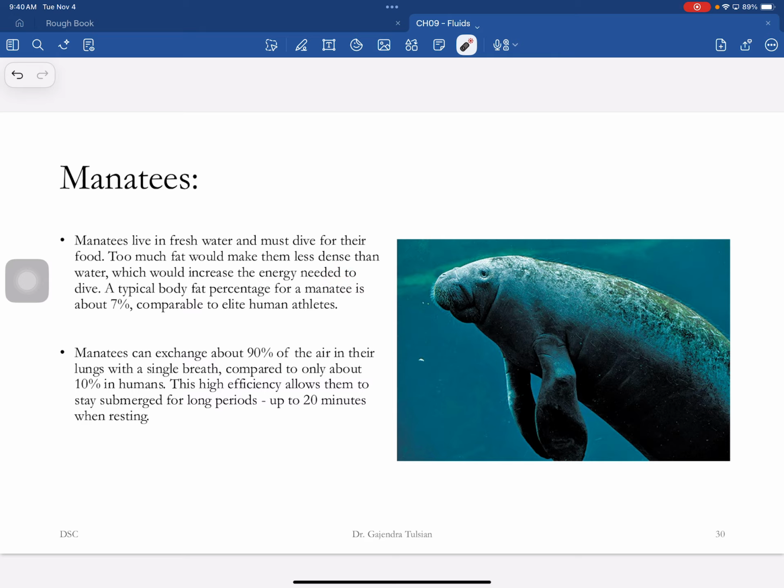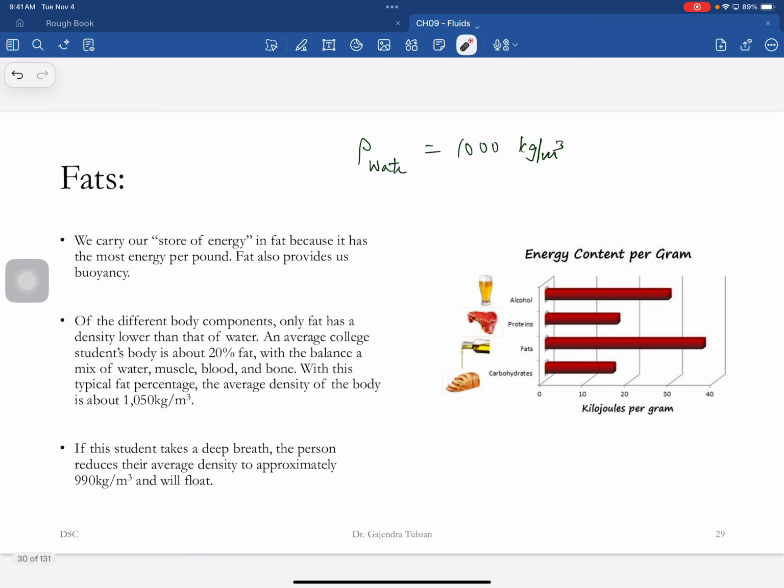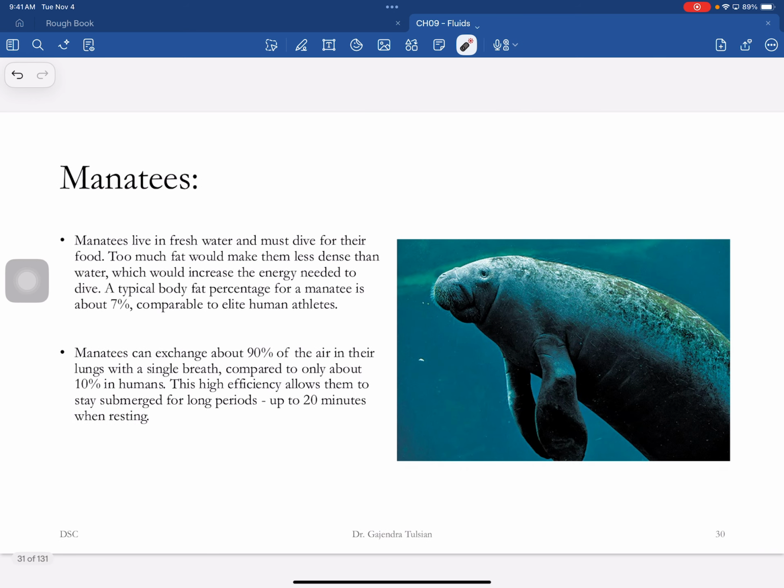So these manatees cannot have too much fat. A typical body fat percentage for a manatee is 7%. Look at that. Compare that to 20% for me. It's 7%, comparable to an elite human athlete. This guy doesn't look like an elite human athlete, but his body fat percentage is 7%.